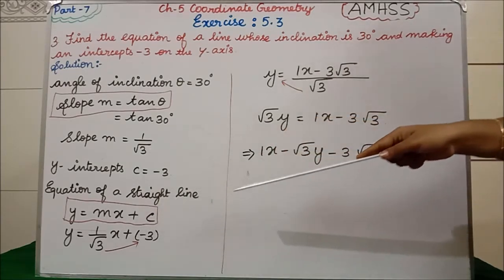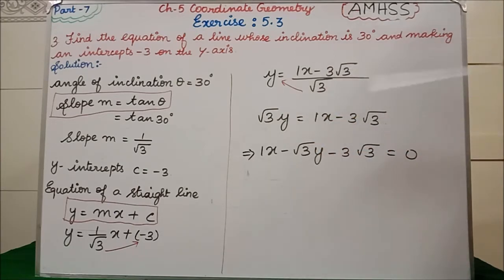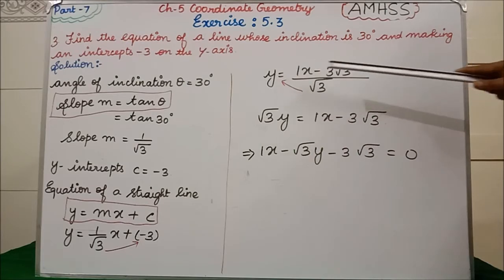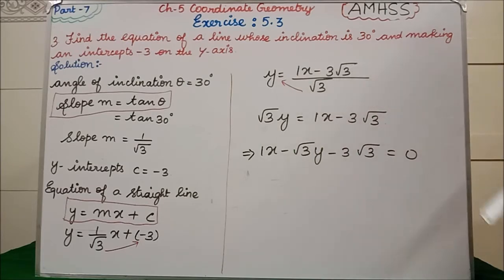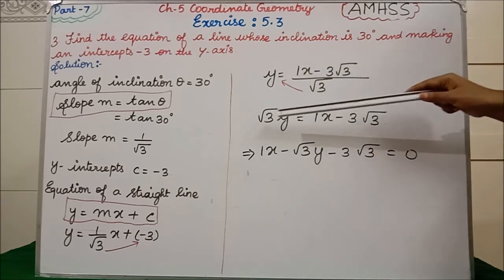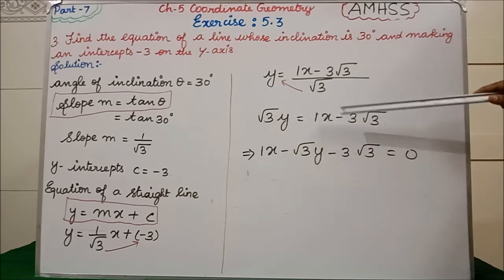Next step, we have 1x plus, into minus, is minus 3. This 3 root 3 is going for cross multiplication. Root 3 goes cross multiply. 1x minus 3 root 3 we will get, divided by root 3. Next step, this root 3 is again doing cross multiplication. So root 3 into y is equal to 1x minus 3 root 3.